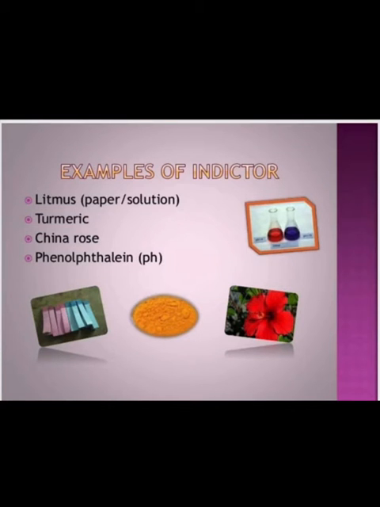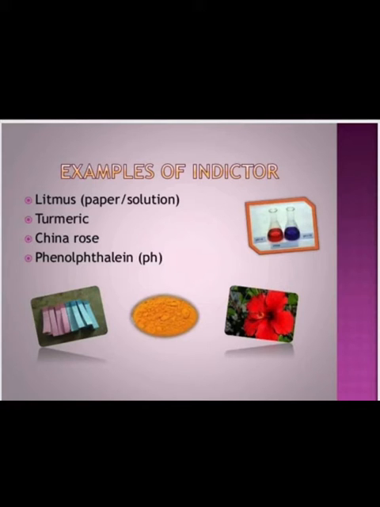The second example is the turmeric indicator. Turmeric is commonly used in making food, right? Yes, it is used in making food. It also acts as a natural indicator. We can prepare a turmeric indicator. Let us take a filter paper or a normal paper. You have to apply some turmeric paste. What is turmeric paste? Turmeric powder, which is available in your kitchen, right?